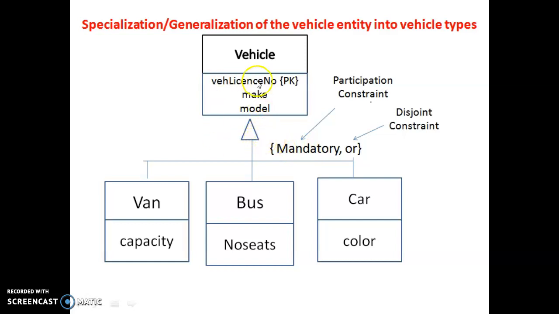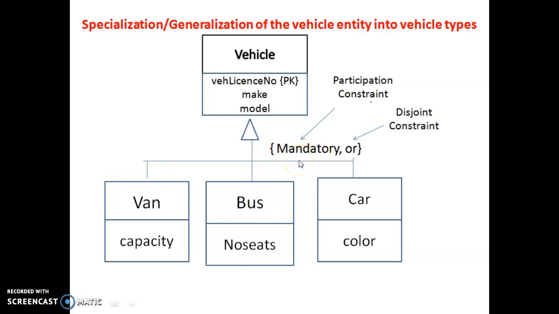the superclass. In this figure, vehicle is a superclass. Van, bus, car are the subclasses. It tells that every vehicle must be a van, bus, or car, that is mandatory participation. Every entity occurrence from the vehicle entity type must be a van, bus, or car. This is called mandatory participation.